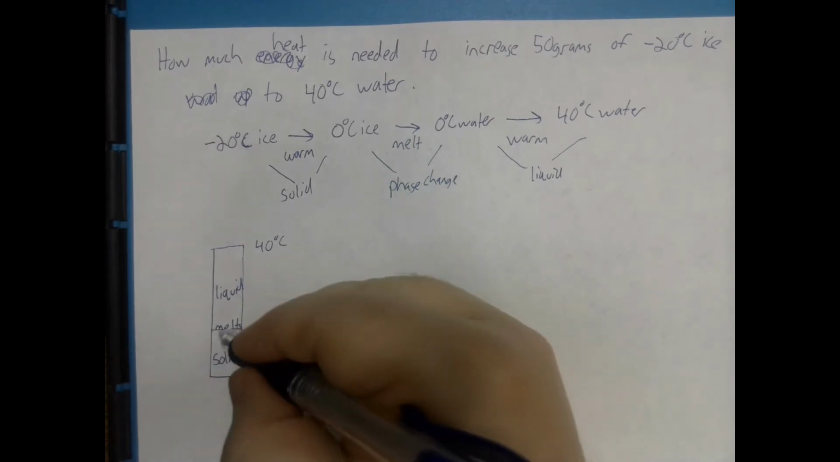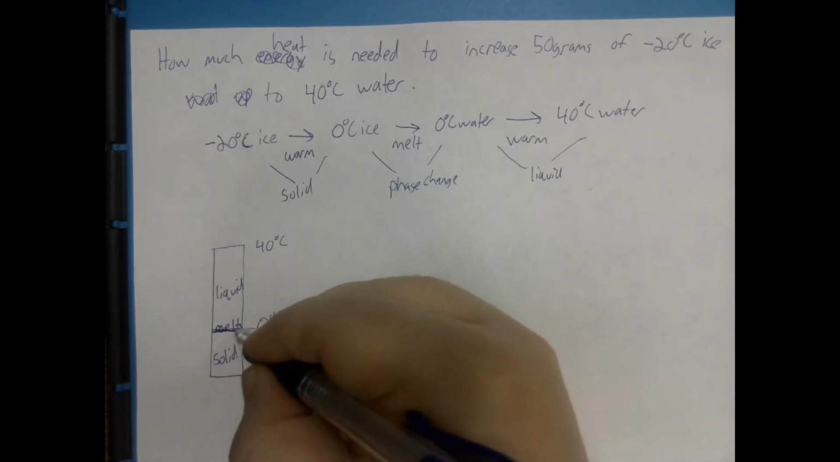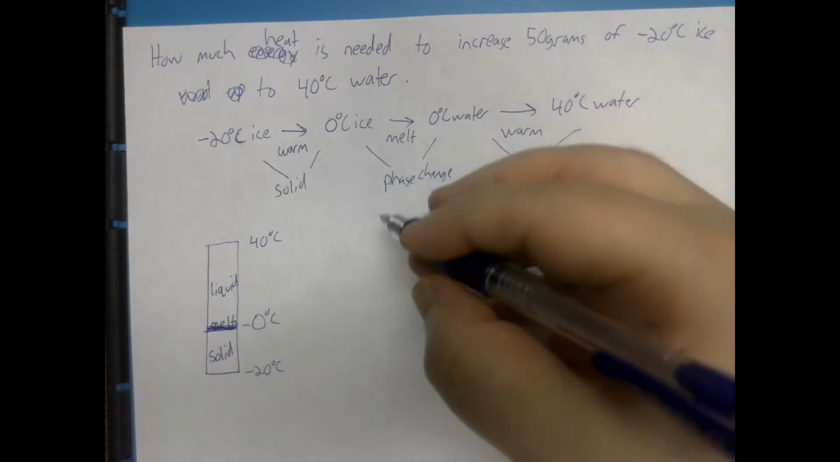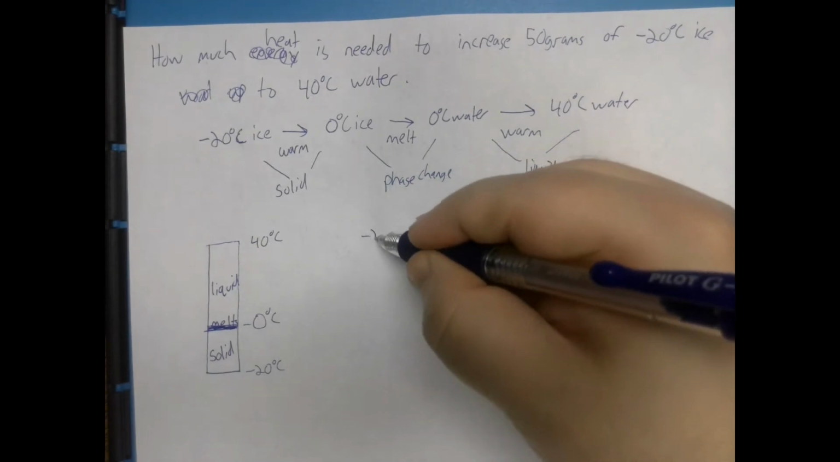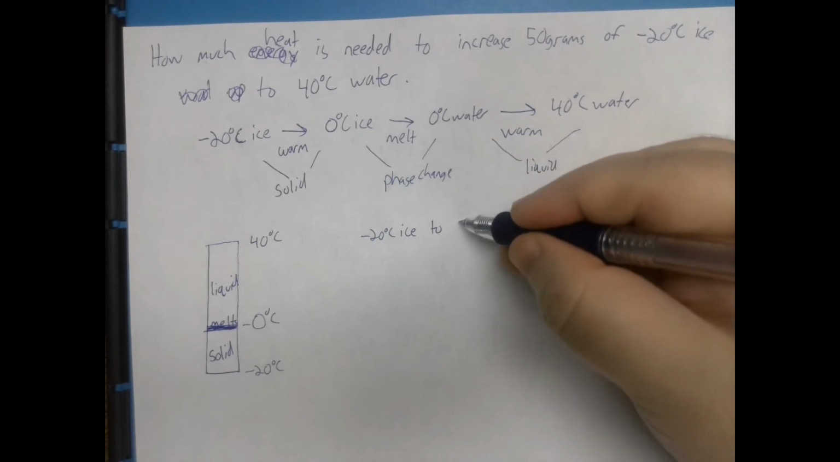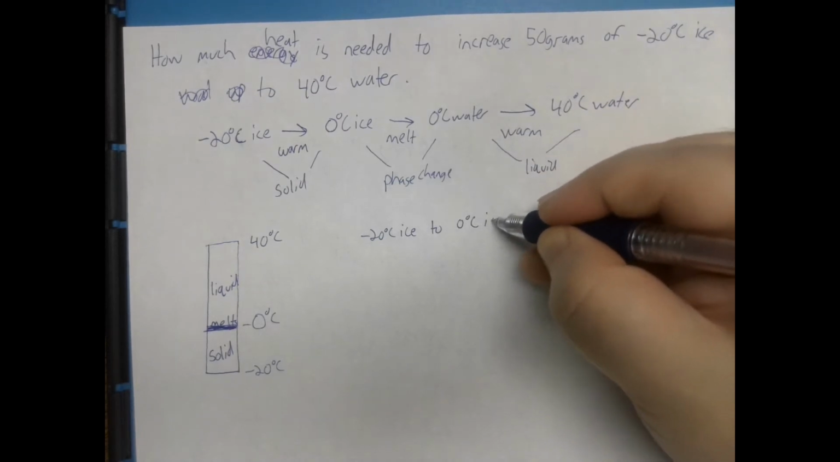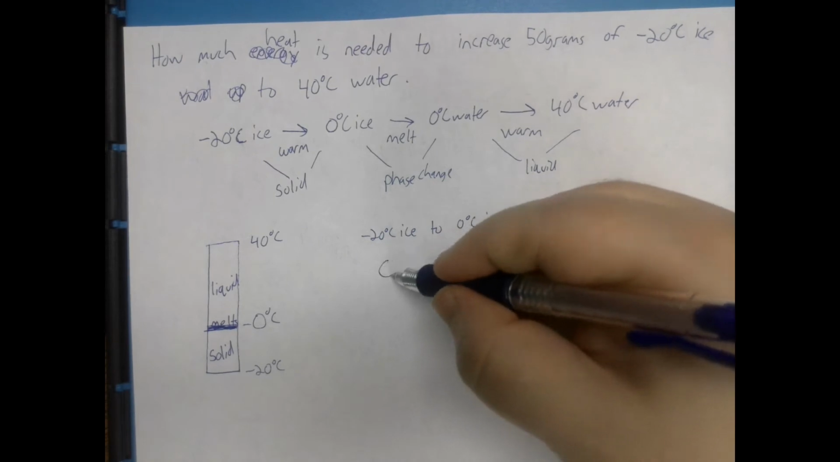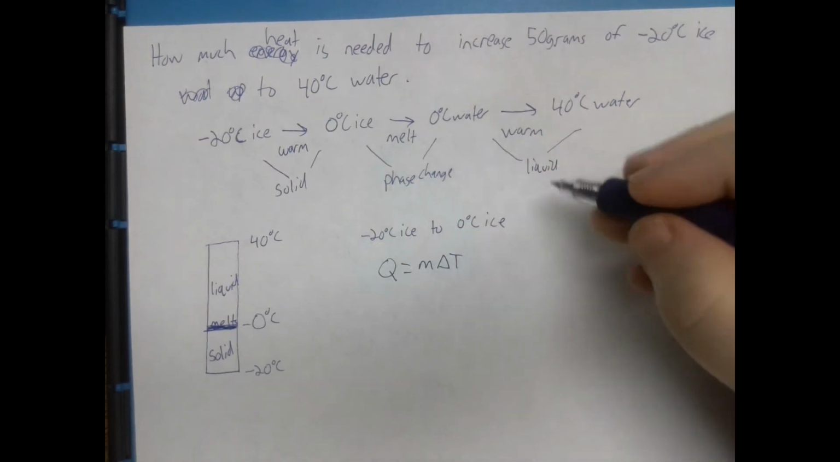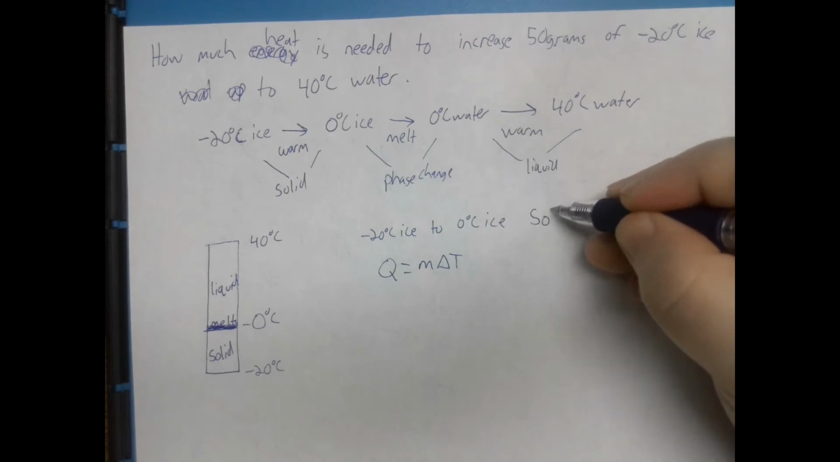So during the single phase solid, when we go from negative 20 degrees Celsius ice to 0 degrees Celsius ice, we will use this equation because we are a solid. So this is for solid only.